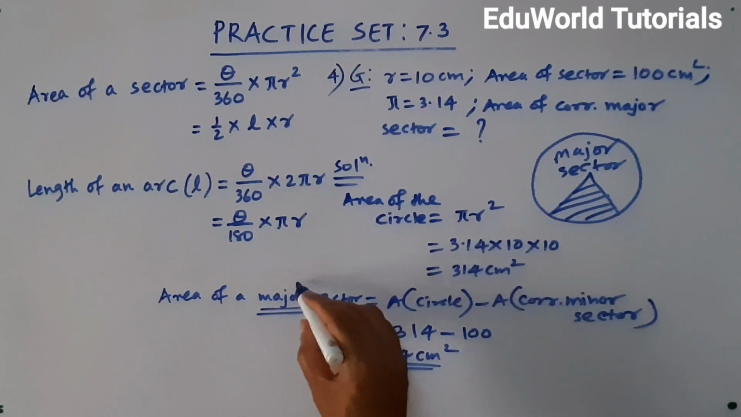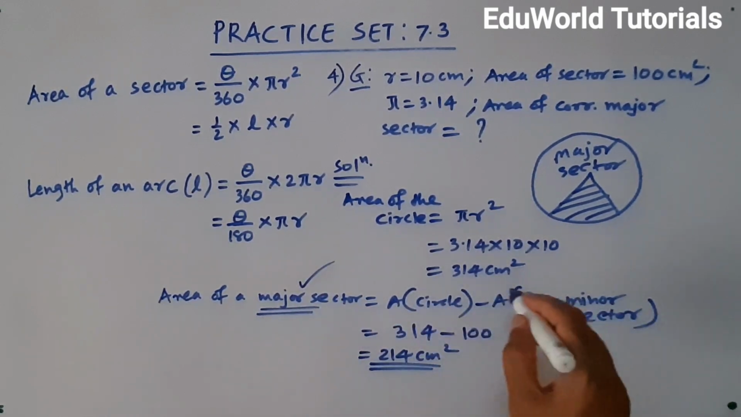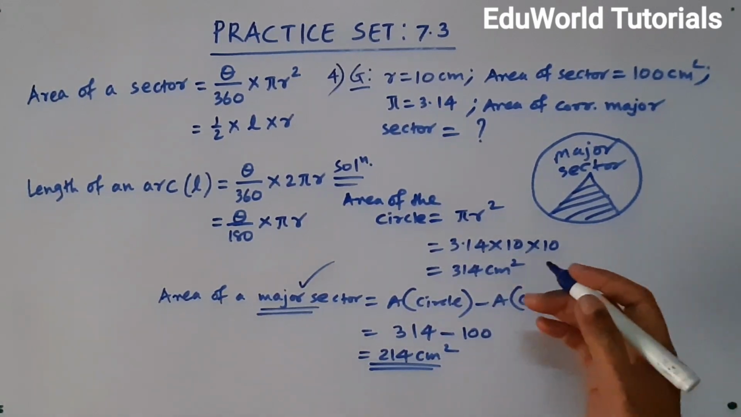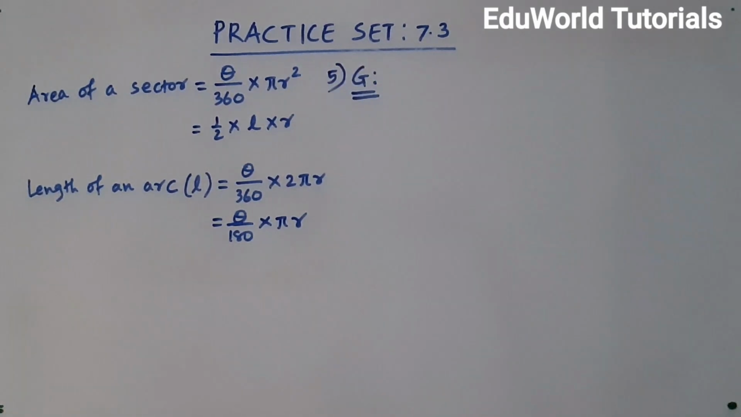Remember students, there is no particular formula for the area of a major sector, but it is indirectly found: area of circle minus area of corresponding minor sector. Very simple. It is a 2 marks sum. Sum number 4 done. Let's quickly move to sum number 5.